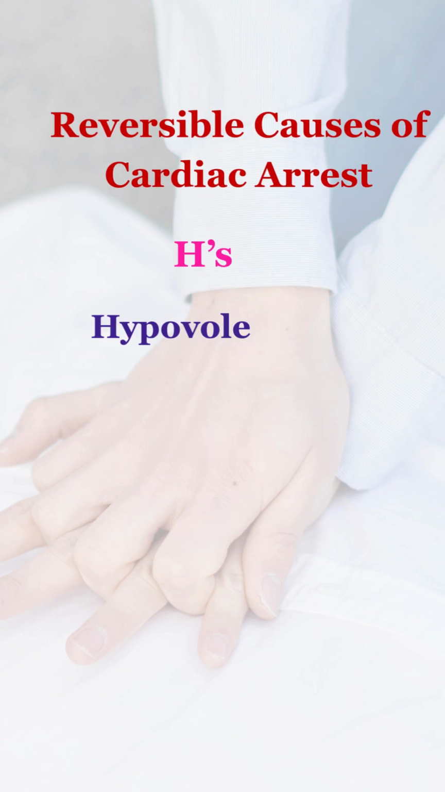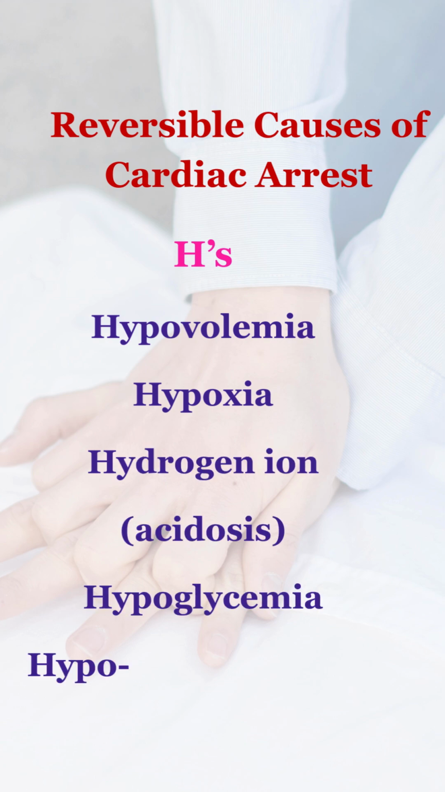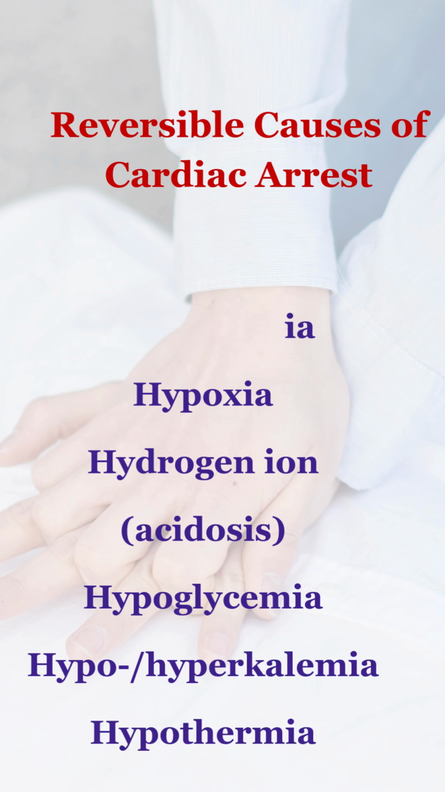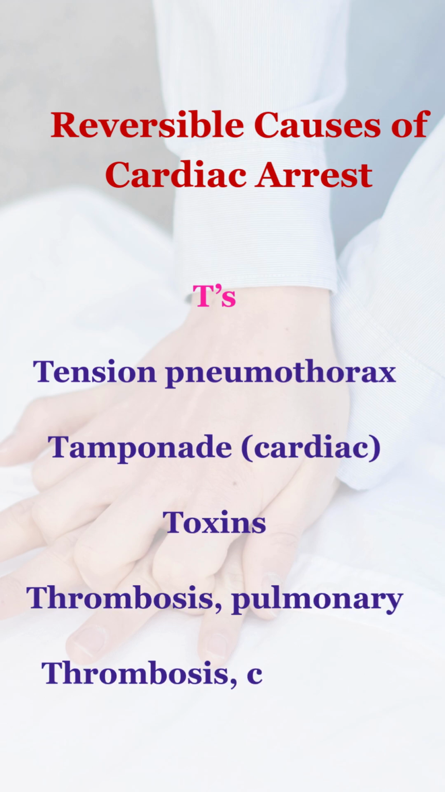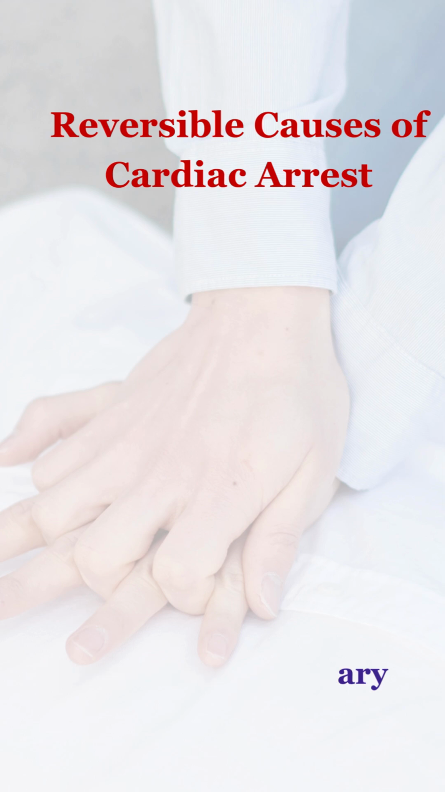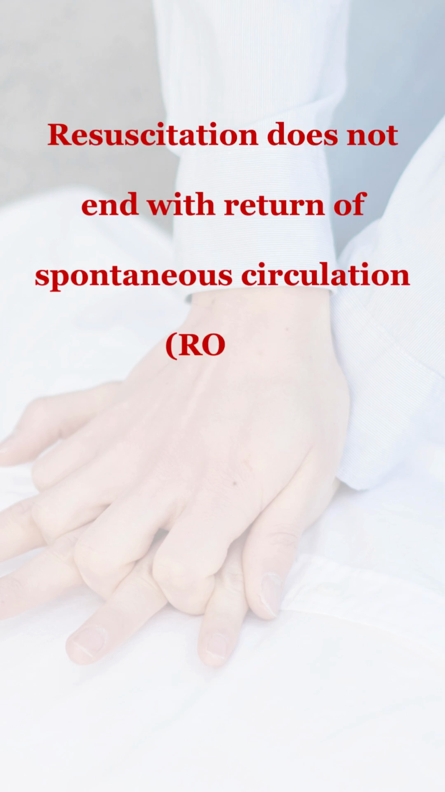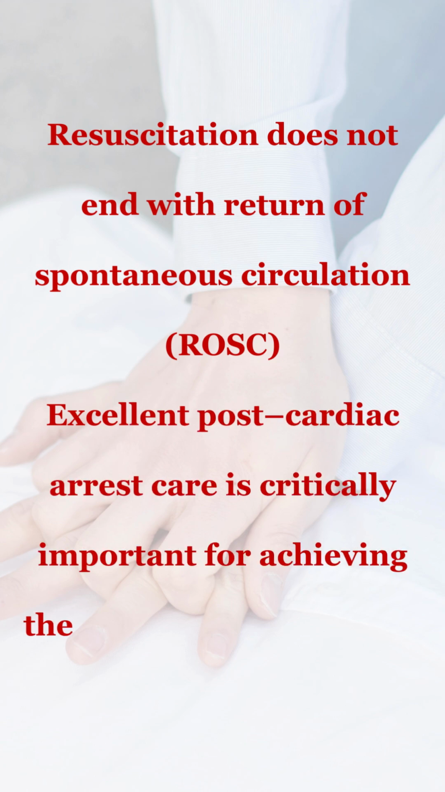Always search for reversible causes. Check your H's: hypovolemia, hypoxia, acidosis, hypoglycemia, and hypothermia. And check your T's: tension pneumothorax, tamponade, toxins, and thrombosis. Remember, resuscitation does not end with the return of spontaneous circulation. Excellent post-cardiac arrest care is critical for achieving the best patient outcomes.